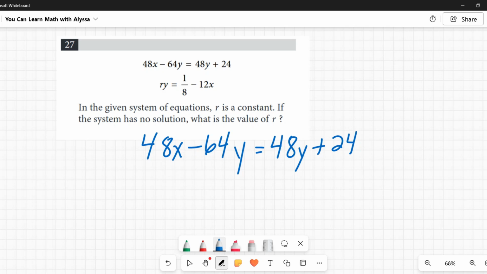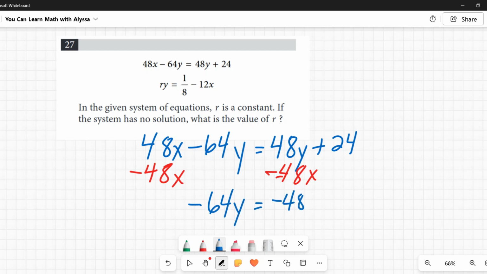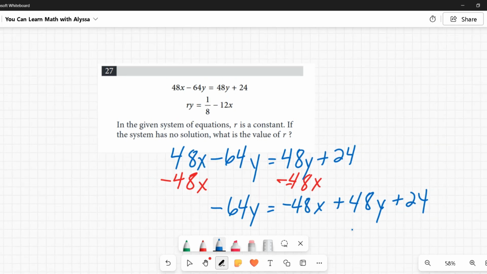We want y by itself, everything on the right. So first, and it really doesn't matter where you start, just as long as you get to that point, I'm going to move that positive 48x by subtracting 48x from both sides. That gets rid of it on the left. Then I have negative 64y equals negative 48x plus 48y plus 24.